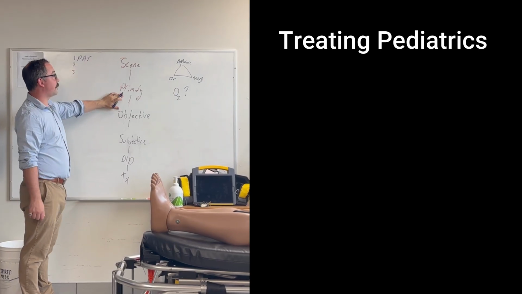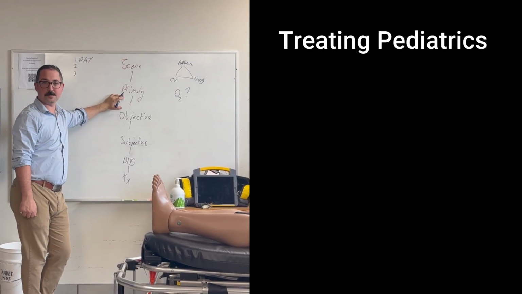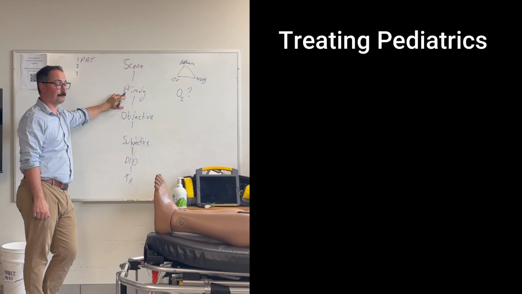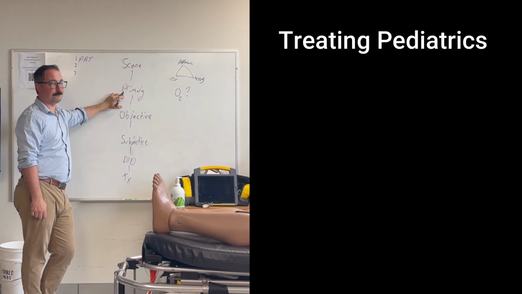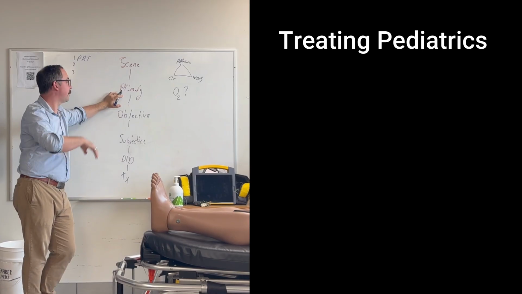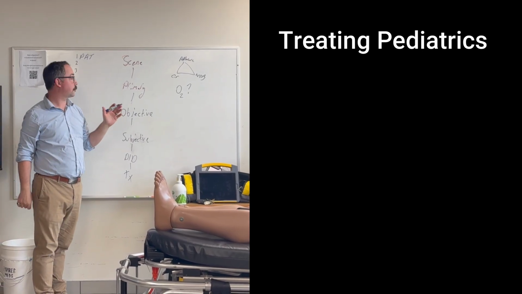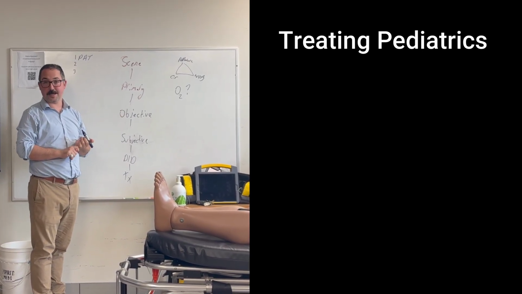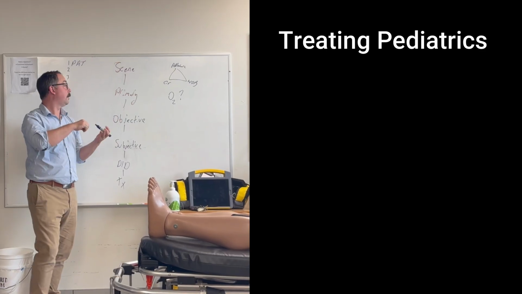Then we move to our primary assessment. Anything different about the primary assessment in kids? Would it be like LOC and ABC? LOC is about the same. GCS is a different scale when we get to young kids. They can't answer questions, which makes it tricky. Circulation should be the same, though we'll get into vitals in a couple minutes.